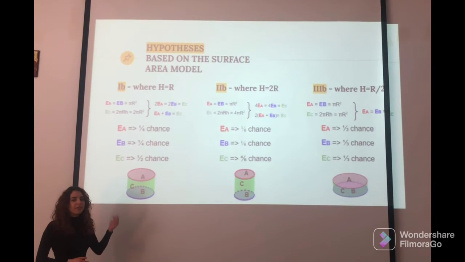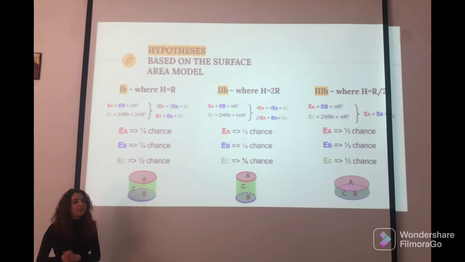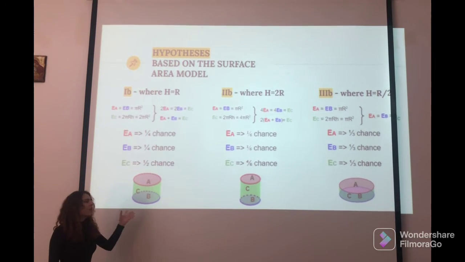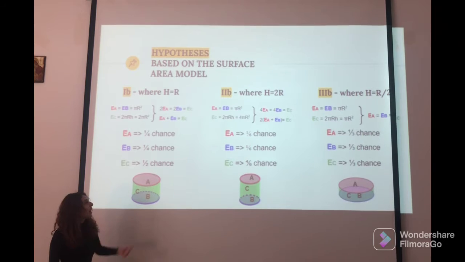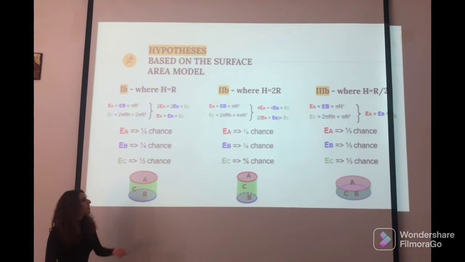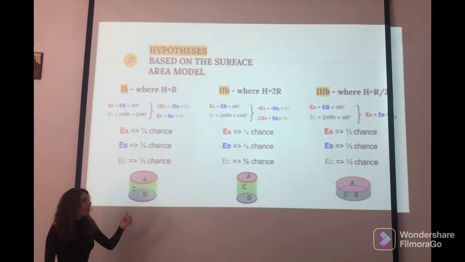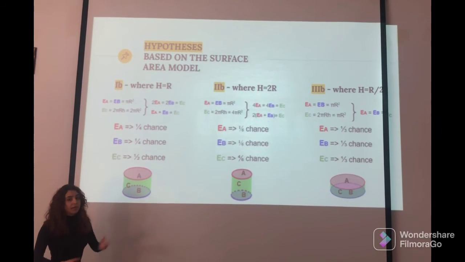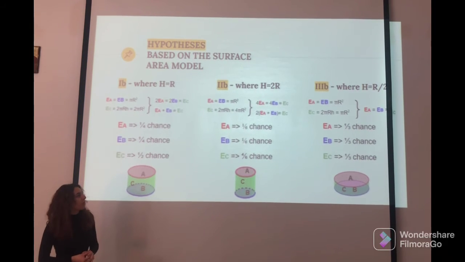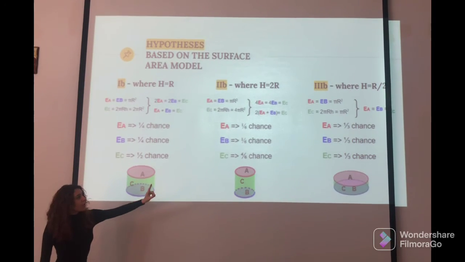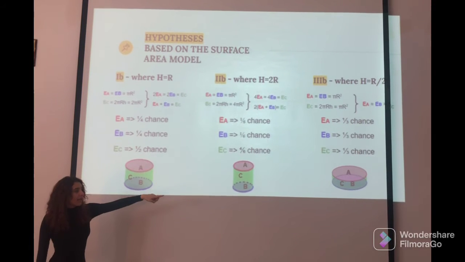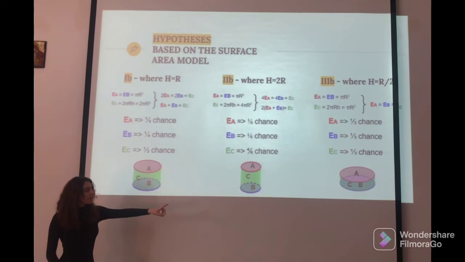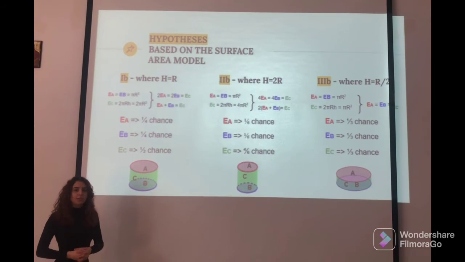These are the hypotheses that we formed based on the second theoretical model, which was the surface area model. So, for cylinders where the height is equal to their radius, we have an unequal probability of landing on each side. So, this is not the dice that we're looking to create. In the second hypothesis, we say that the cylinders where the height is double their radius also have unequal probabilities, so these are also not the dice that we're looking for. In the third hypothesis, we say that when the dice has a height half their radius, we get equal probability of landing on each side. So this is the dice that we're looking for in the surface area model.